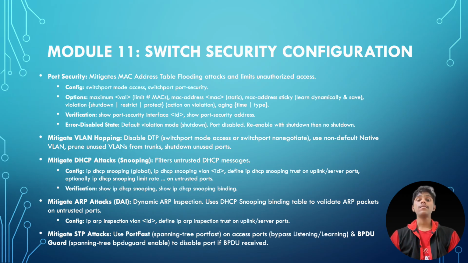So in module 11, it gets practical with the switch security configuration, showing how to implement the mitigations discussed in module 10. Port security is configured on a switch access port to limit which devices can connect. So you can set a maximum number of MAC addresses allowed, then learn them dynamically using sticky or set them statically. You can also define a violation action like shutdown if an unauthorized device connects.